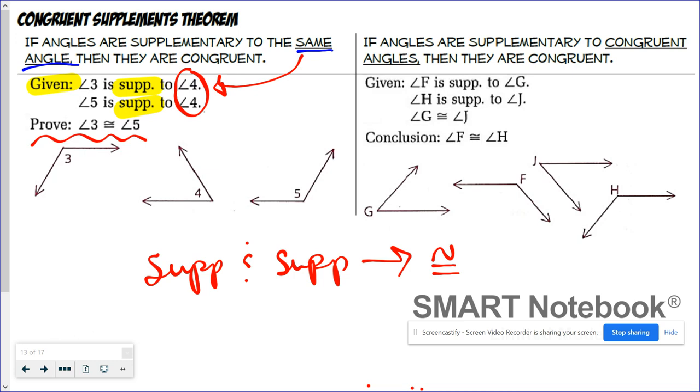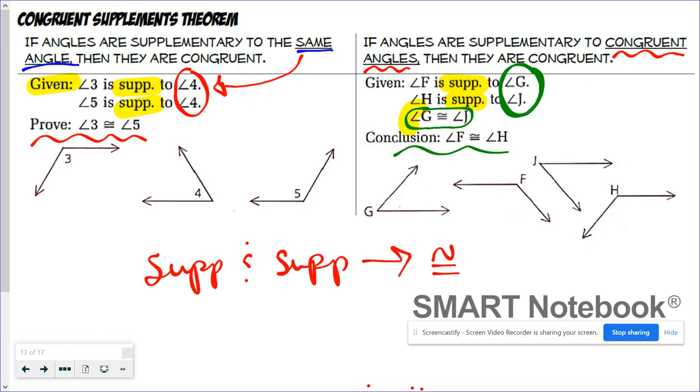Another version of this theorem says if angles are supplementary to congruent angles, then they are congruent. So once again, realize you have sup and sup, okay? But notice this time, all four of those angles are different. You got angle F is supplementary to angle G, angle H is supplementary to angle J, and then they tell us that angle G is congruent to angle J. Okay, so here we have their sup to congruent angles, which makes the other two angles congruent.